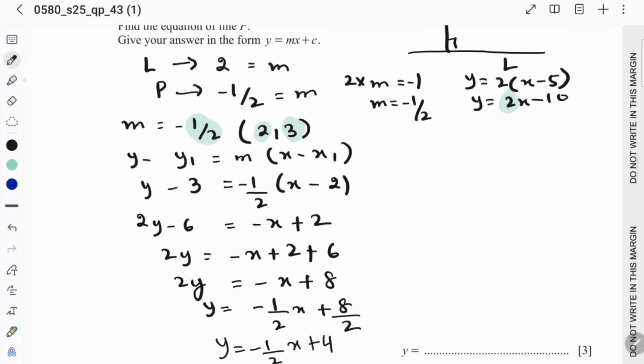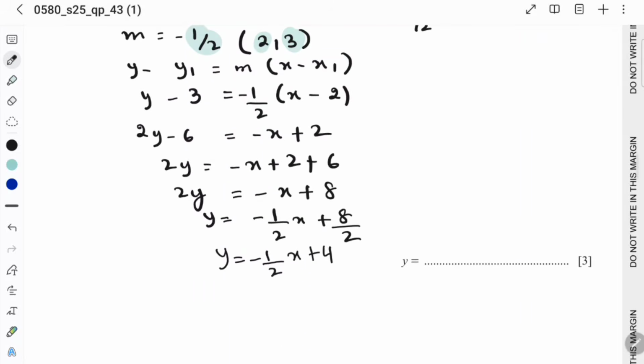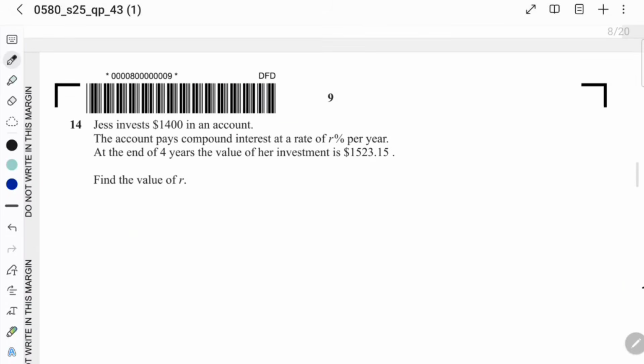And they ask us to write the equation in the form of y is equal to mx plus c. So we don't have to do anything more. y is equal to minus half x plus 4. This is the equation of the line P, the required line. This is a 3-mark question. Now come to question number 14.